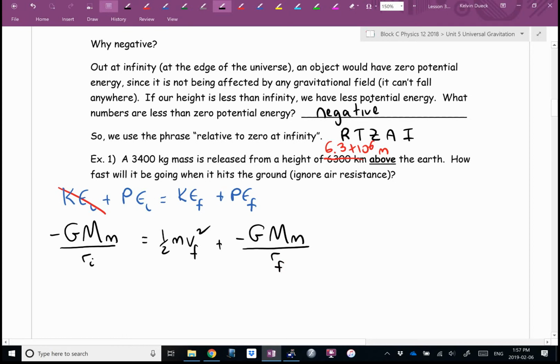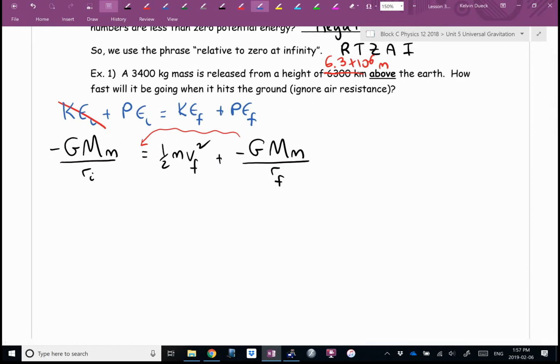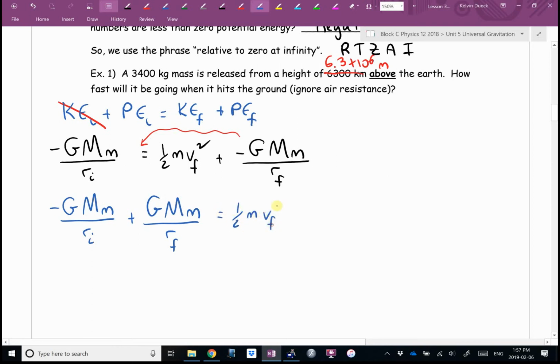Chloe, what are we trying to find? Don't try and get the v by itself. This is where my love of getting something by itself is stupid. Don't even try. Instead, Chloe, what I'm going to do, I'm going to plus this to that side, first of all. I'll get negative big G, big M, little m over R initial plus big G, big M, little m over R final. That equals a half m v final squared.